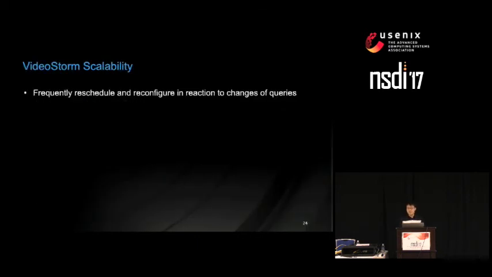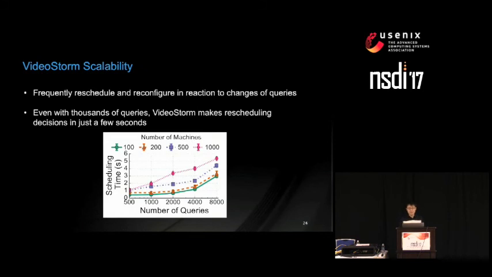Since VideoStorm needs to reschedule and reconfigure frequently in reaction to all dynamic changes in video queries, we want to measure whether the scheduler is efficient enough to make scheduling decisions in short time. Here we see the number of queries on the x-axis and the scheduling time in seconds on the y-axis. Lines with different colors are different sizes of clusters that we tested our system on. Even with thousands of queries, VideoStorm can make rescheduling decisions in just a few seconds. And combined with the low latency action, we believe VideoStorm is sufficiently scalable and agile.